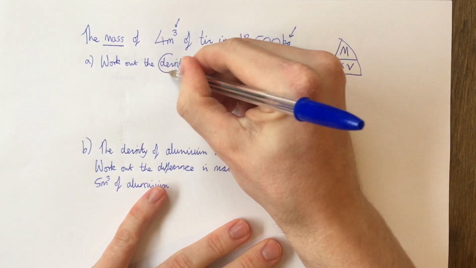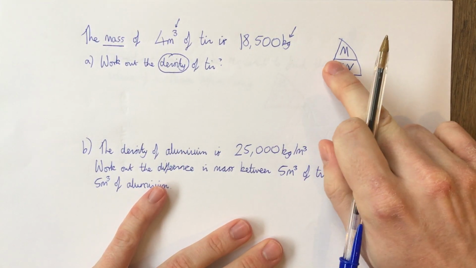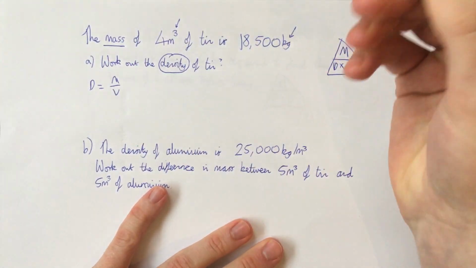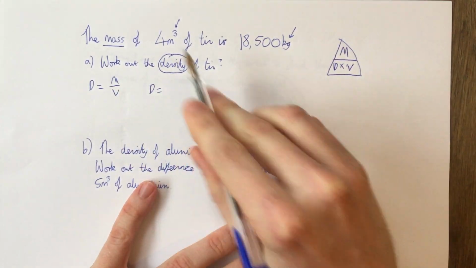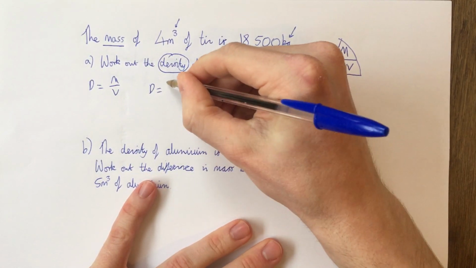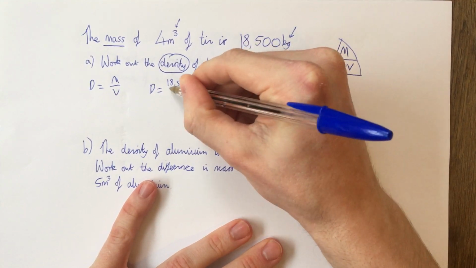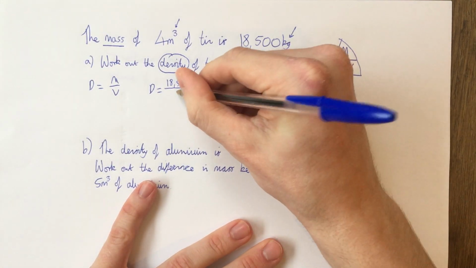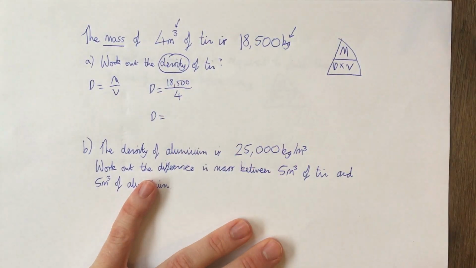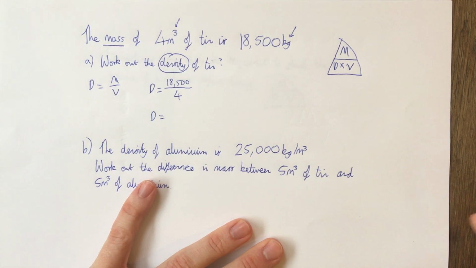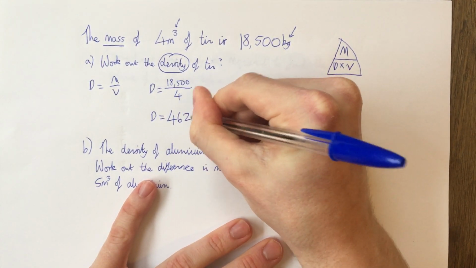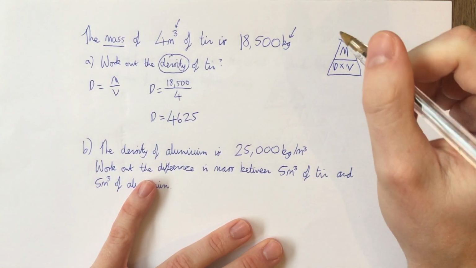So work out the density. All right, density, cover it up, mass divided by volume. So density equals mass divided by volume. In this case, the mass we know is 18,500, and we divide that by the volume, which we've just found out is 4. So the density of the tin is 18,500 divided by 4, which is 4625. Now remember, guys, the units are super important here.